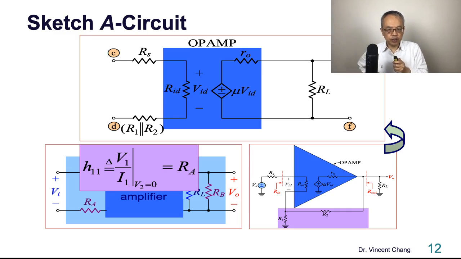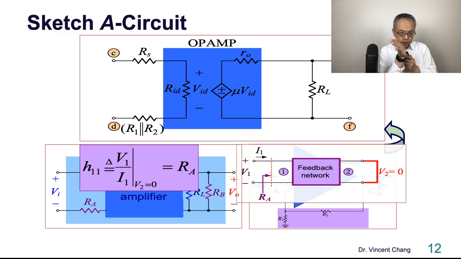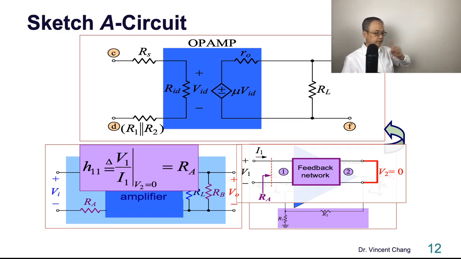So what's the definition of RA? It comes from the H11. Here's the definition: you have to short circuit the output of the feedback network and look from the left, from the input side, from port 1. Focus on the green node.